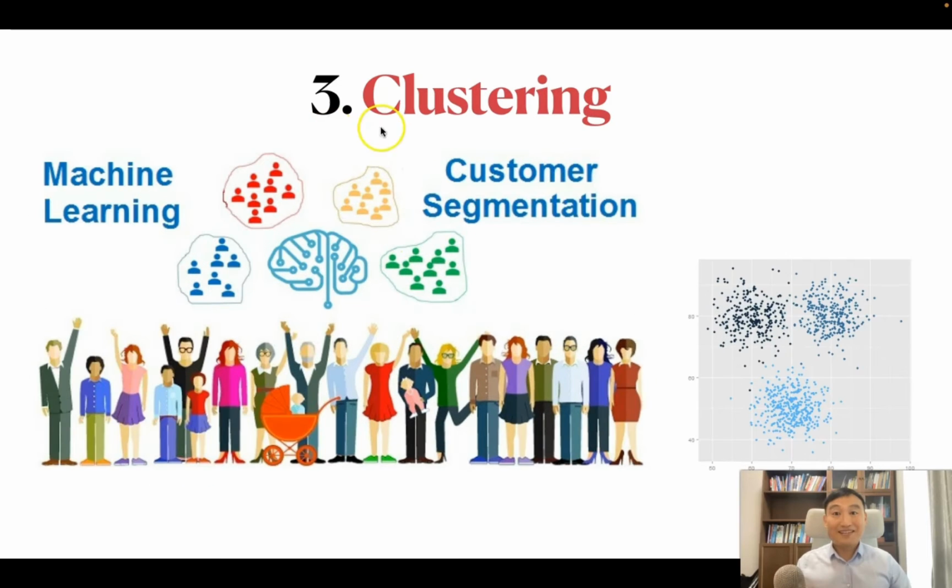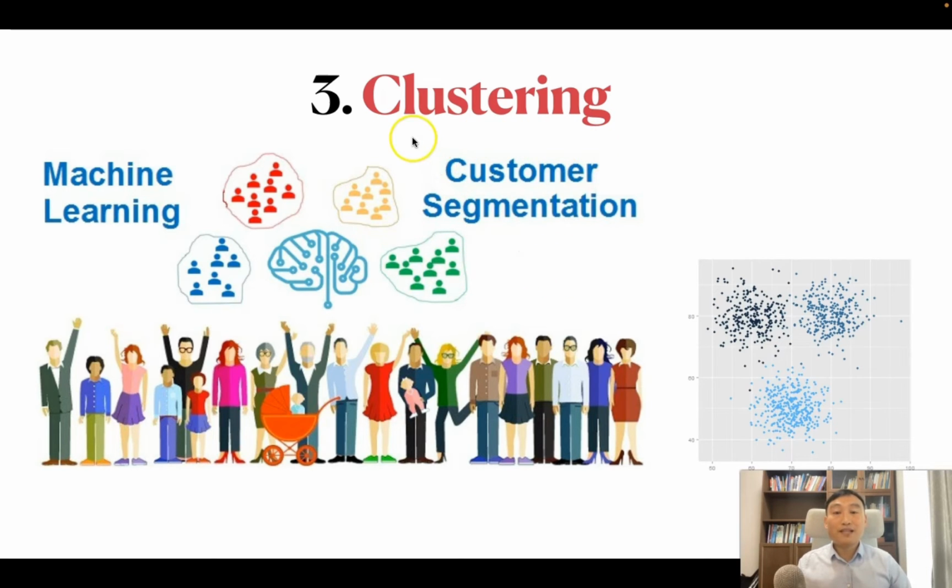Problem number 3, clustering. Suppose you are the CEO of Amazon.com. You could be, maybe in the future, who knows. How do you segment your customers into different groups so that you can provide better service and products to each different group based on their different needs? This is a clustering problem.